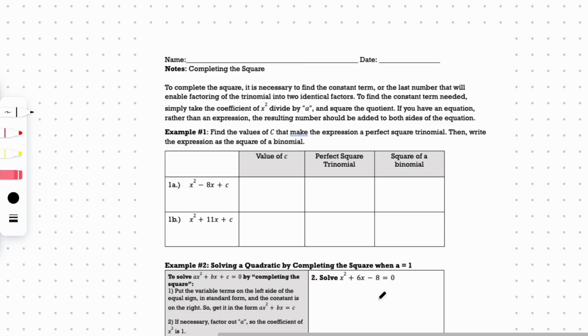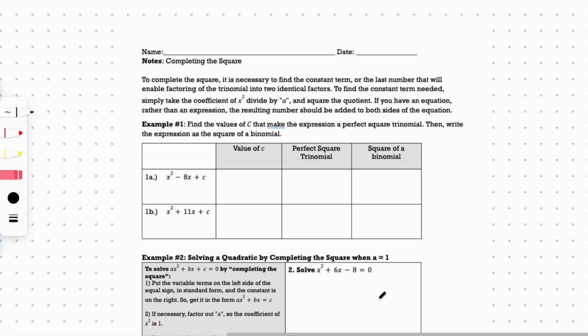So you have a bunch of different strategies at your disposal when you take a test or when you take the SAT. Now, also completing the square is going to be super important when we're graphing or when you want to switch in between different forms of quadratics.